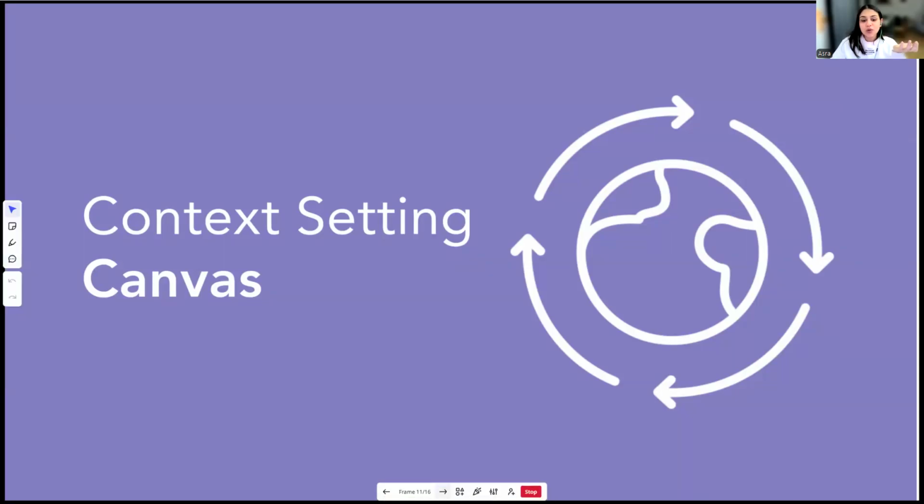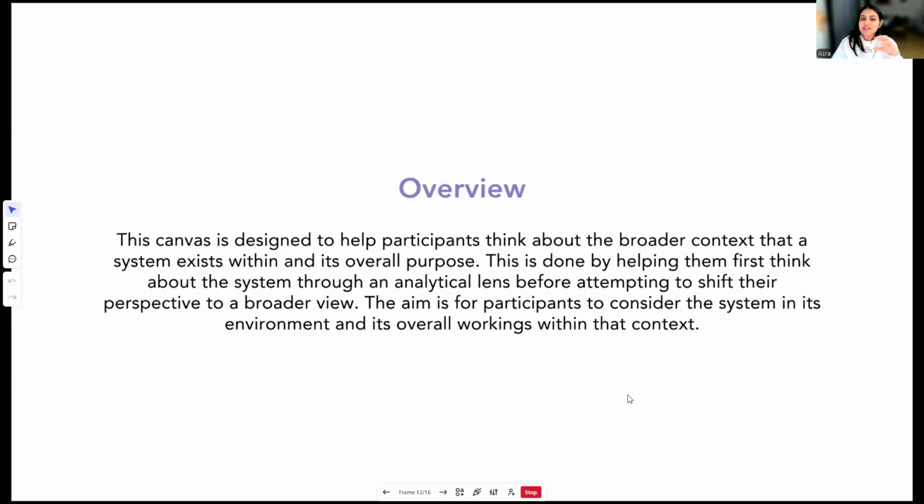In today's video, we will learn about the context setting canvas. This canvas was designed to help participants think about the broader context in which the system exists and its overall purpose. This is done by helping them first think about the system through an analytic lens and moving their perspective through a holistic one. This aims for participants to consider the system in its environment and its overall workings within that context. So this canvas looks like this.